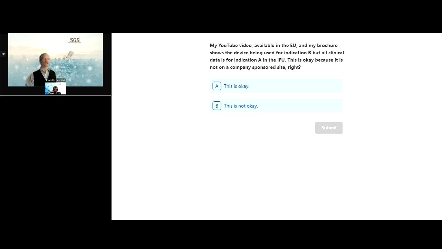You are a legal manufacturer or contract manufacturer, and the legal manufacturer of the device has a YouTube video, and that video is available in the EU. So you have a brochure that says indication for use B. There's no clinical data for it, right? All the clinical data is for indication for use A. But you put that on your website. That's okay because it's not a company-sponsored website, right? It's just YouTube. Is that okay? Can you do that? It's just YouTube. YouTube doesn't count.